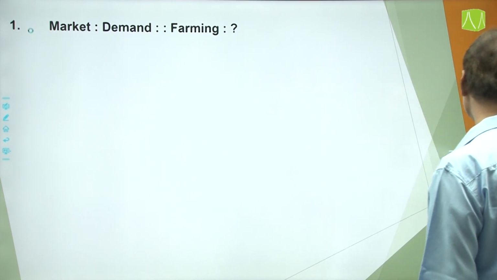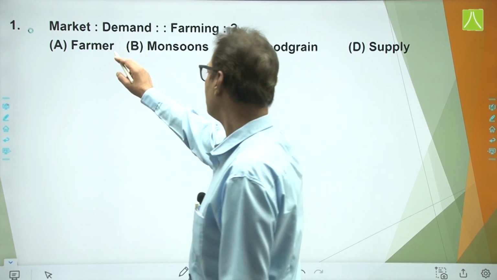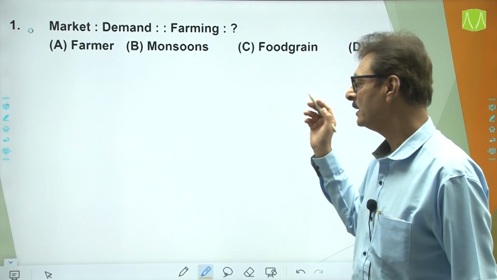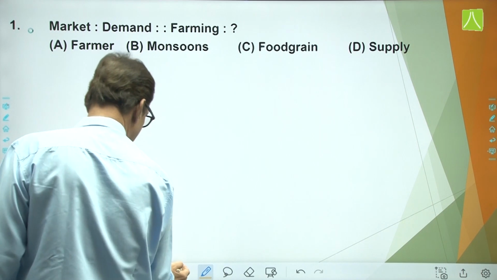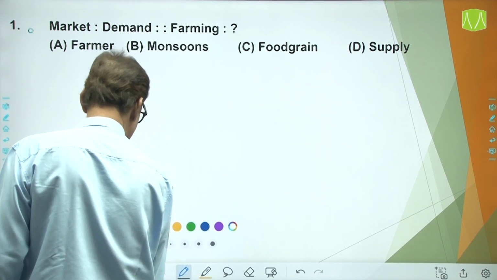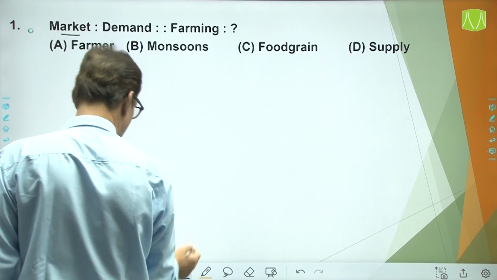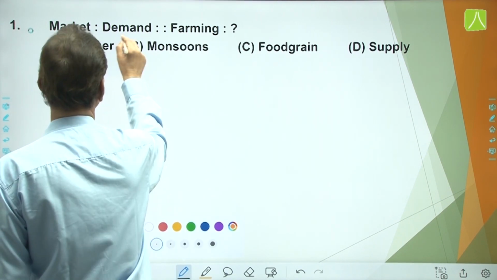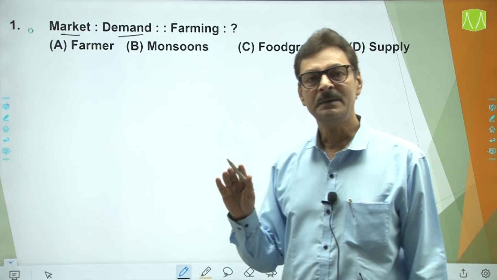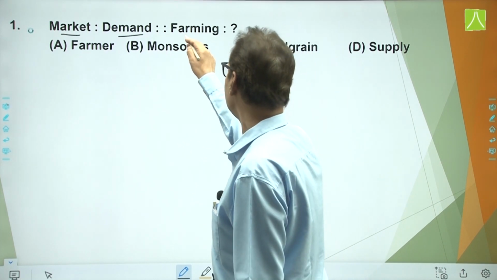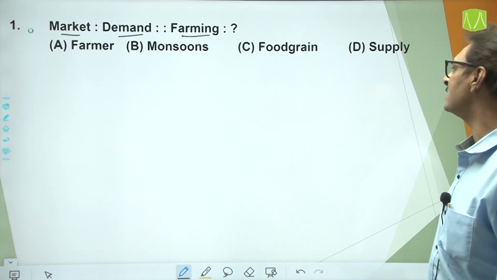Look at this. Market is to demand, farming is to what? Farmer, monsoons, food grains or supply. So first identify, what do we have to do in this question? First identify the relationship between these two words, that is, between market and demand, what is the common relationship. Market depends on demand. Similarly, farming depends on what? Farming depends on farmer, monsoons, food grains or supply.